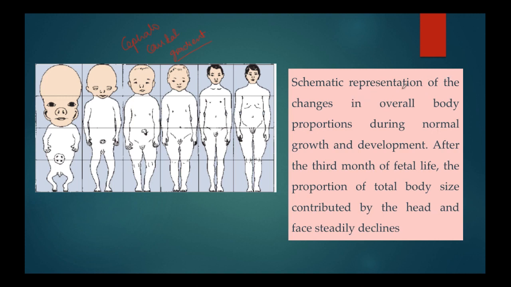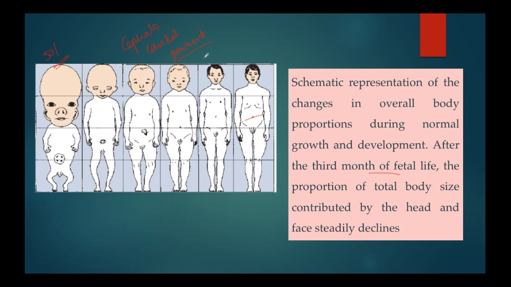Now this is a schematic representation of the changes in overall body proportions during normal growth and development. So after the 3rd month of fetal life, the proportion of total body size contributed by the head and face steadily declines. Now as we can see in the first picture, the head and the face make approximately 50% of the body.